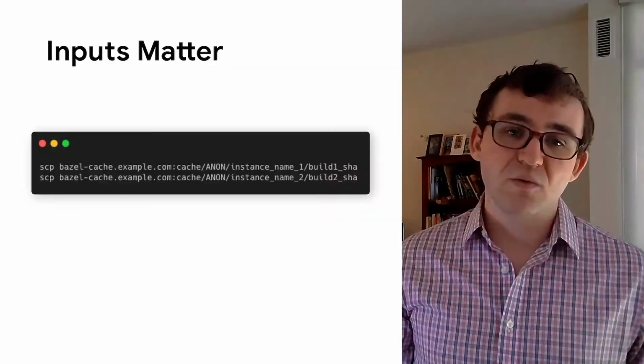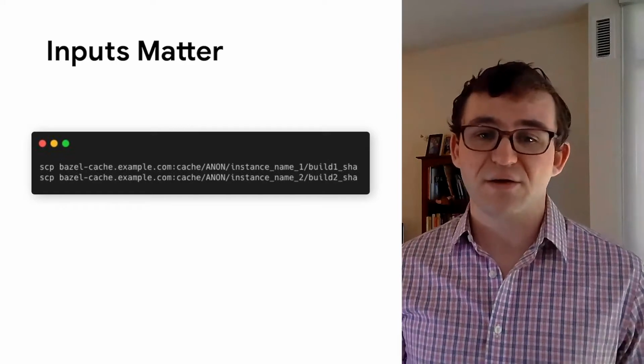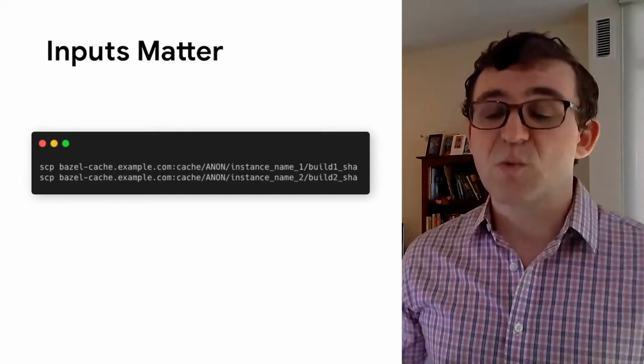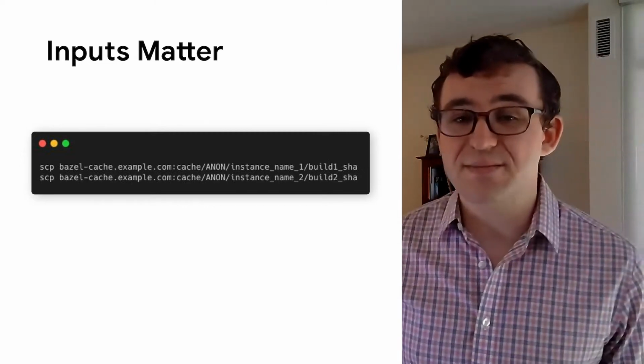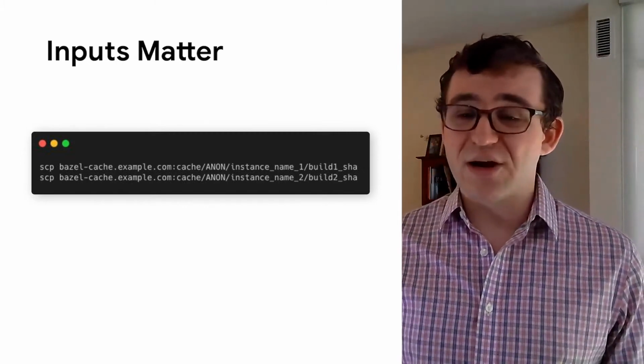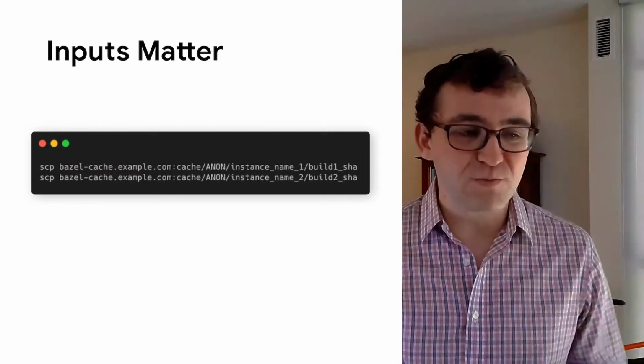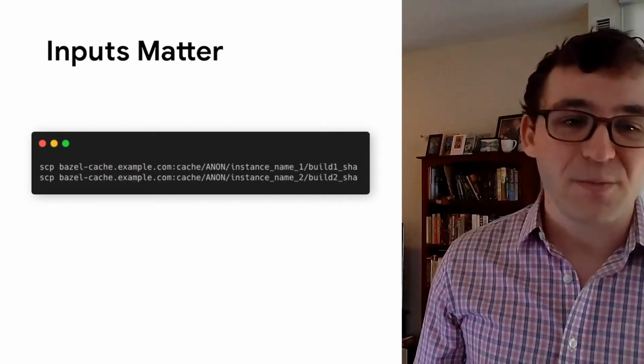So we've run the tool, we've found an action that has differing inputs and differing outputs, and now we want to see where the difference is coming from. So we're going to download the files that are used as inputs but have different contents. This is where setting different remote instance names can be helpful. So in our cache, we can tell which build the different files have come from.